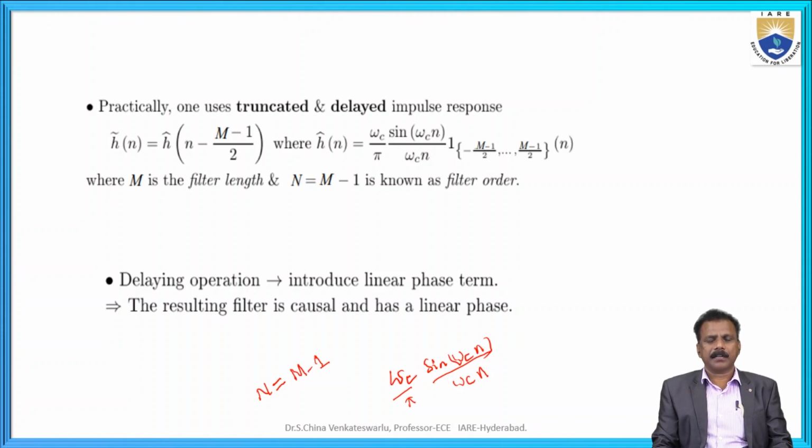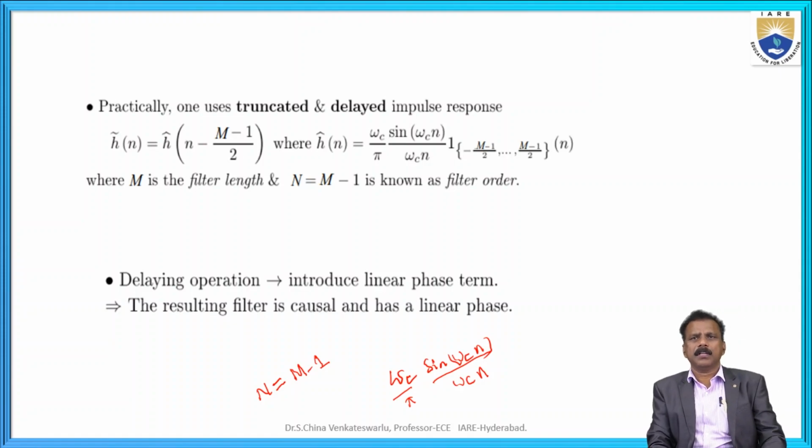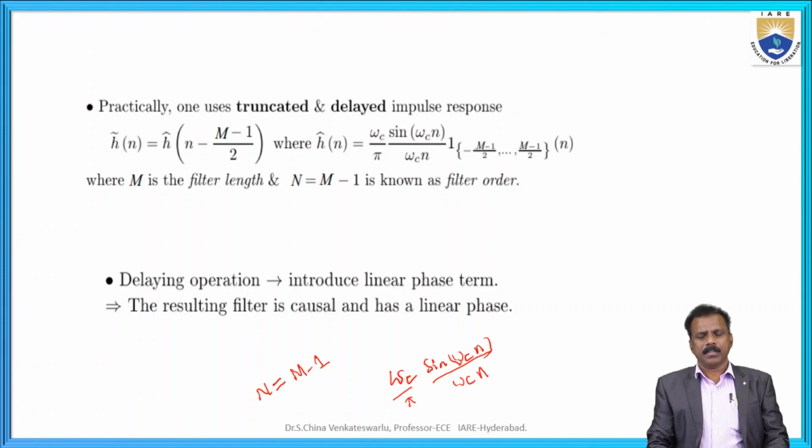We use the truncated and delayed impulse response. The user can analyze this one: the order of the filter is calculated as N, capital N, is equal to capital M minus 1.